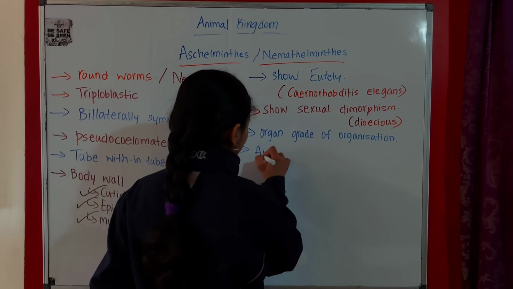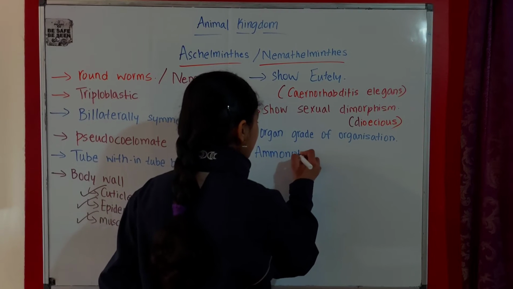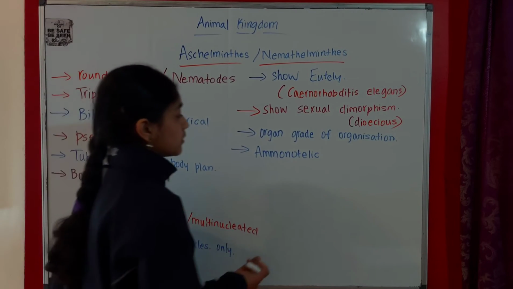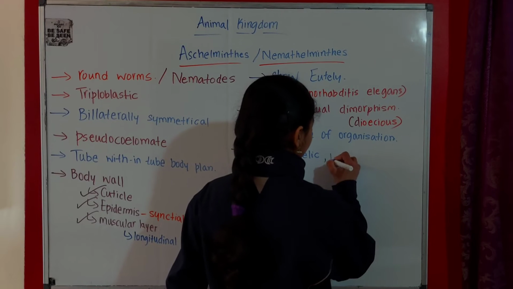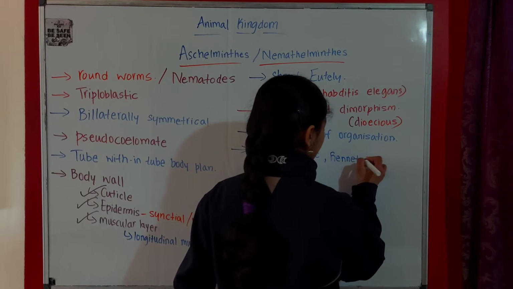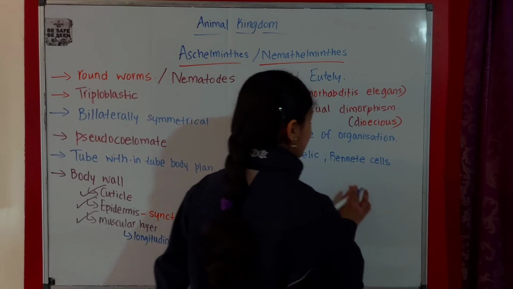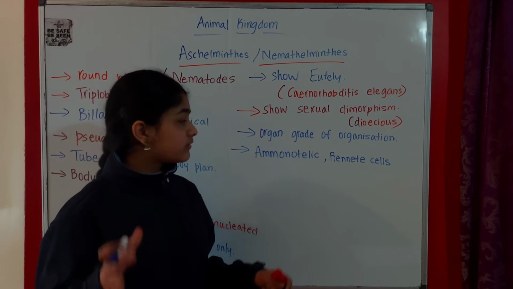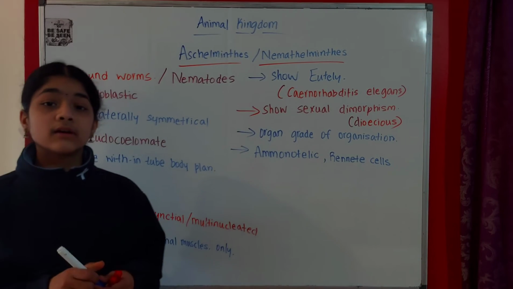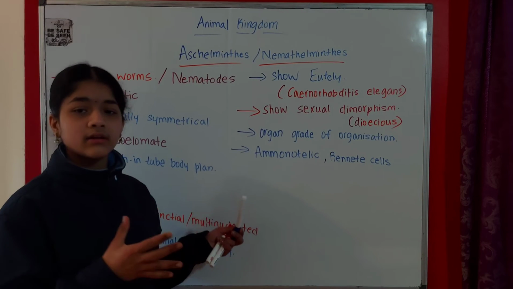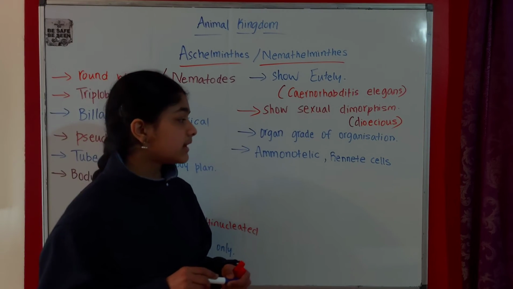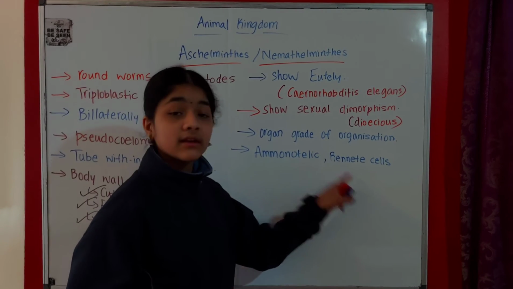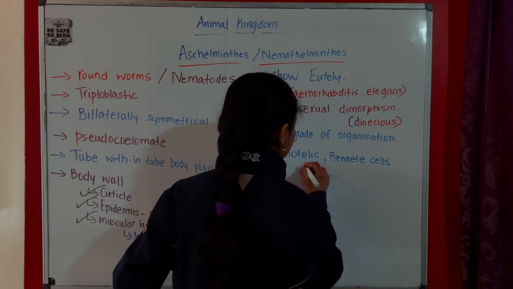Also, Aschelminthes are ammonotelic. They excrete NH3, that is ammonia, and the excretory structures in nematodes are Renette cells. Renette cells are the H-shaped excretory tubes. The structure of these Renette cells we have discussed in the video of excretion and osmoregulation, that is excretory products and their elimination. There we have taken a look at the excretory structures in nematodes in detail.